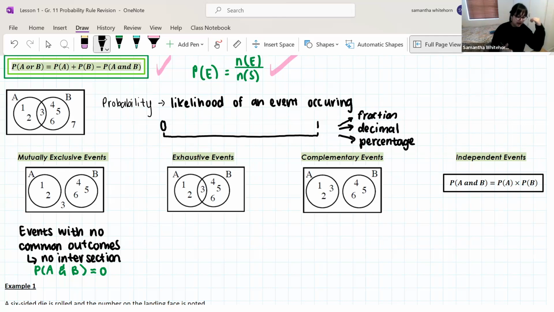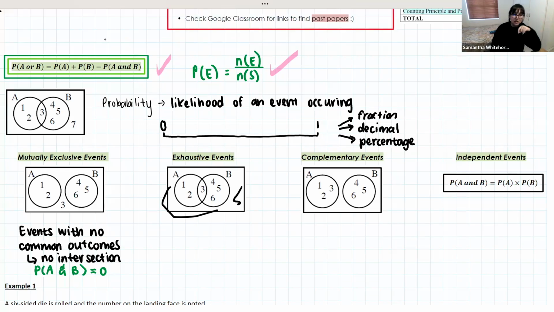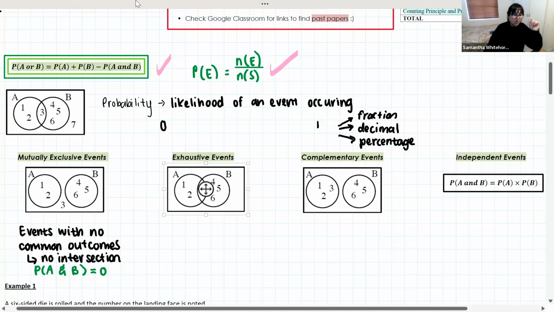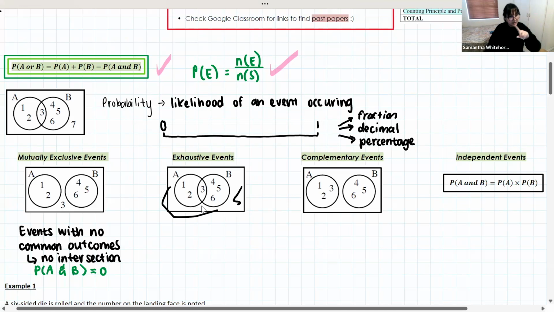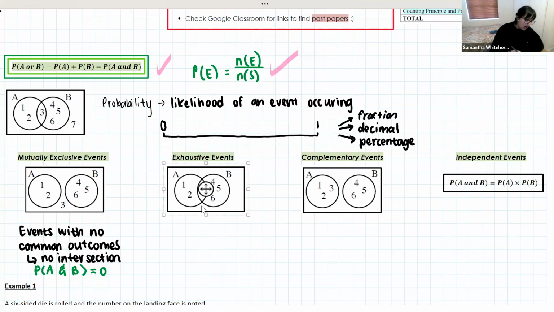So you can see in this Venn diagram, all of the outcomes are either in A, B, or in the intersection between. There is nothing that exists in the square outside those two events. So the probability of A or B happening is 100%. You're either going to get an outcome in A, or B, or both. So exhaustive events are events that fill the whole sample space.